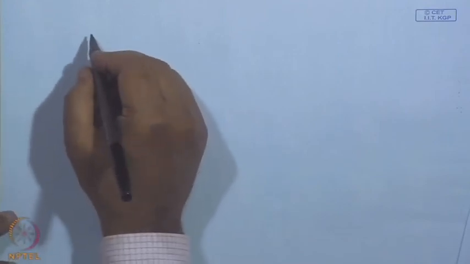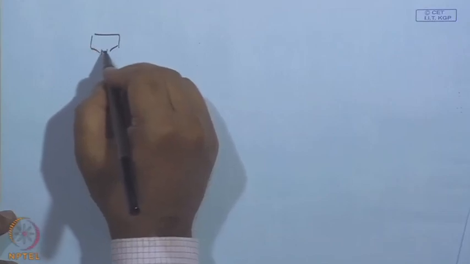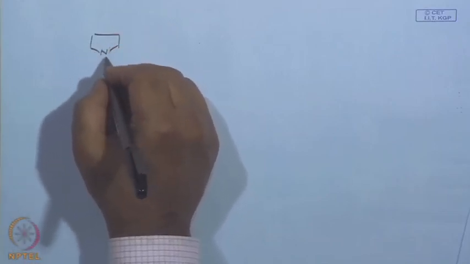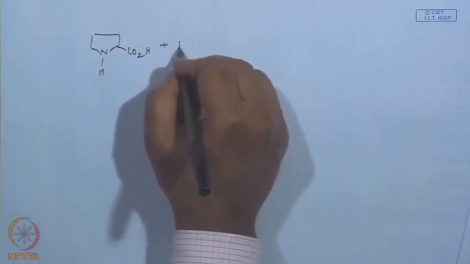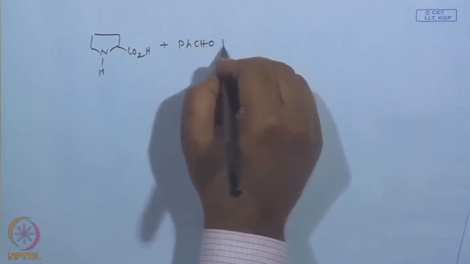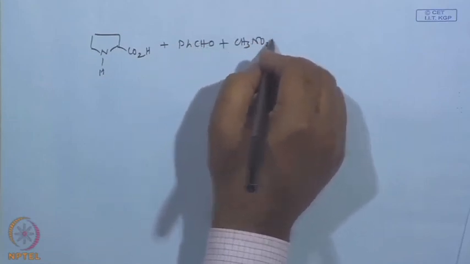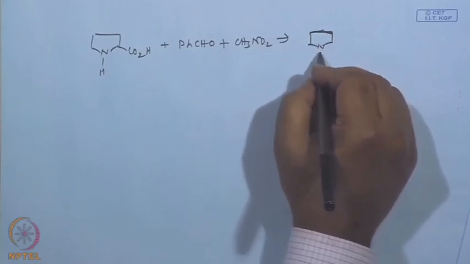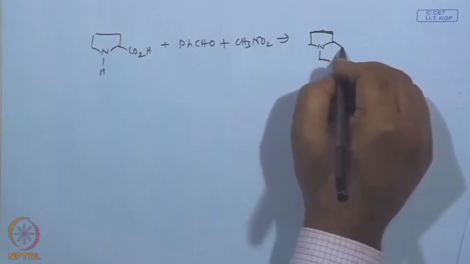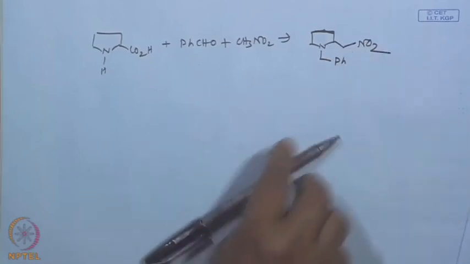I think we have run out of time, and you can try to work out one of these problems at home. The problem is again from recent literature. If you mix proline, heated with benzaldehyde in the presence of nitromethane, you get nice C-C bond formation, and see whether you can work out the mechanism.